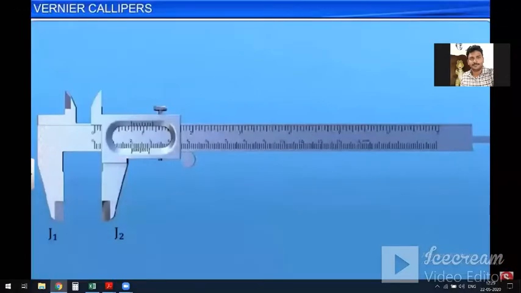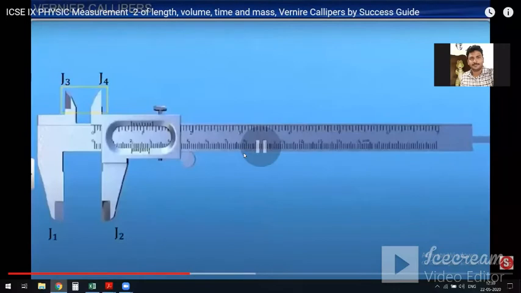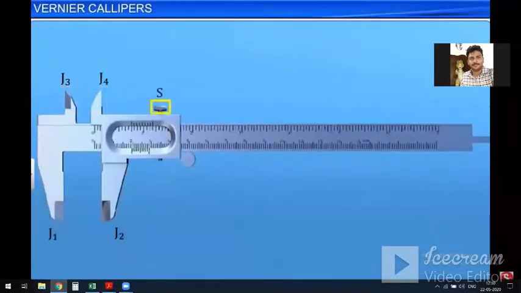The vernier calipers is also provided with 2 more jaws, J3 and J4, on the upper side. J3 is attached to the main scale and J4 to the vernier scale. Now here they are trying to say that J3 and J4 are also jaws. J3 is fixed with the main scale and J4 actually slides with the vernier. A screw S is attached to the main scale. It is used to fix the vernier scale at any position on the main scale.